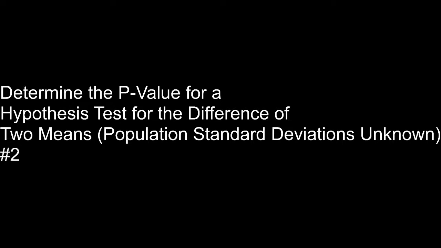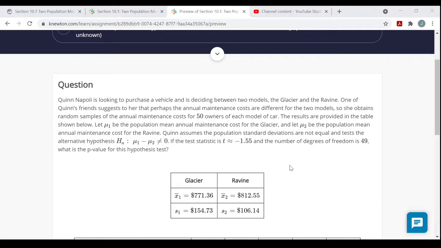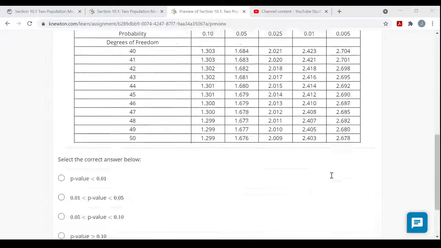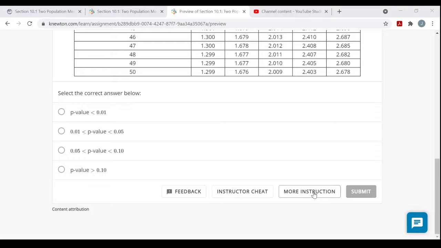And let's take a look at the question. And if you're unfamiliar with the topic, would like to see more about it, what they have to say on it, click on more instruction, look at their videos, their notes, their examples, and hopefully they help you.